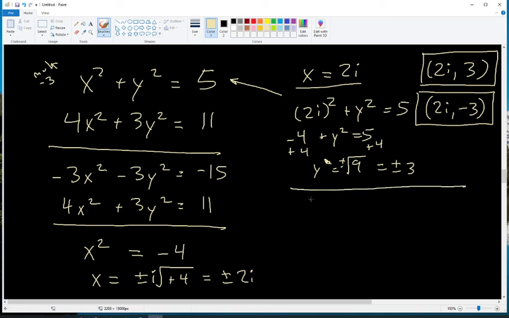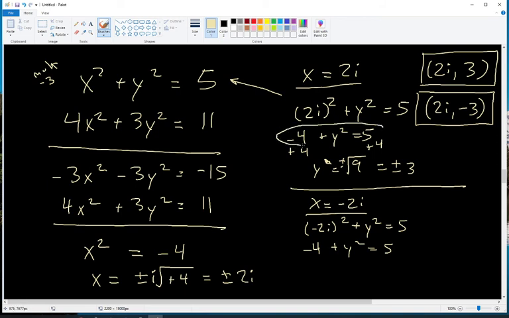Now we're going to say, what about x is negative 2i? So I plug negative 2i in. Negative 2 squared is 4. i squared is negative 1. Plus y squared equals 5. And that's exactly the same equation we had right here. We just solved that, and we're going to get y equals plus minus 3. So negative 2i also generates two solutions.